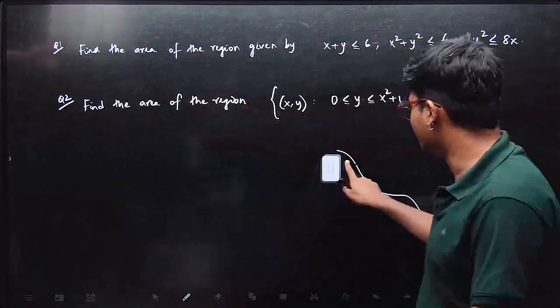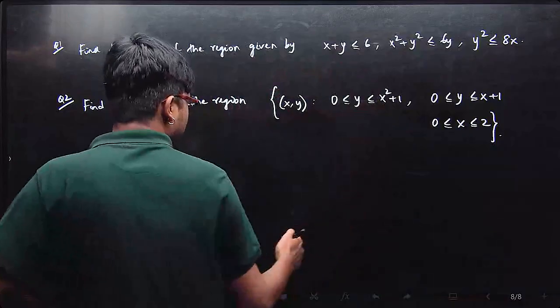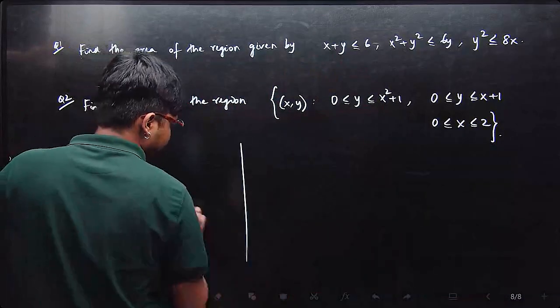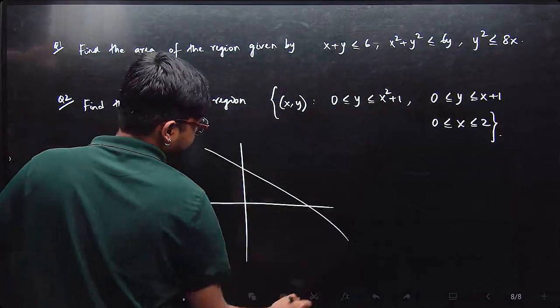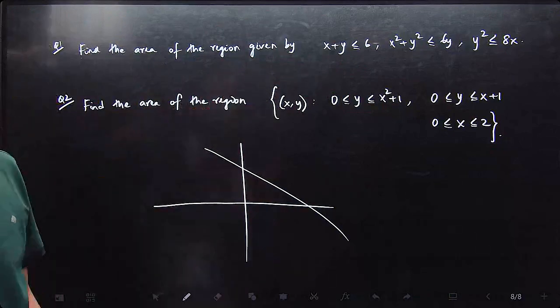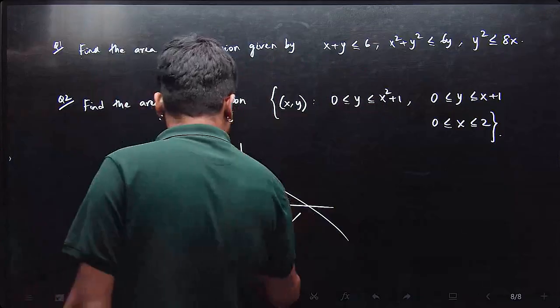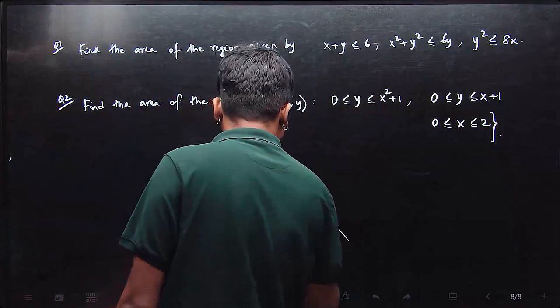I'll just do it for one of these. For example, if you look at x plus y less than or equal to 6, first draw x plus y equal to 6, which is this line, right? See, (0, 0) does satisfy this, right? 0 plus 0 is 0, which is less than or equal to 6, which means this is the side you're looking for. So this is the region given by x plus y less than or equal to 6.